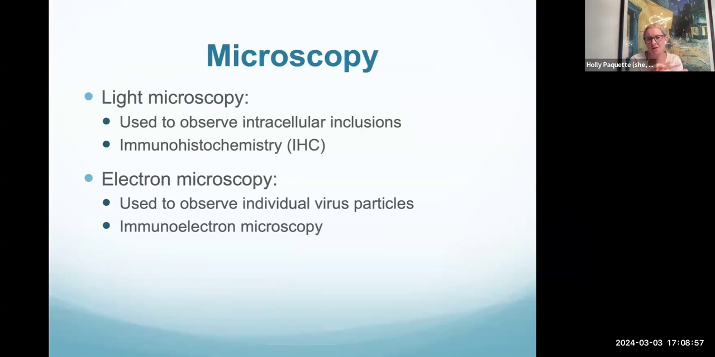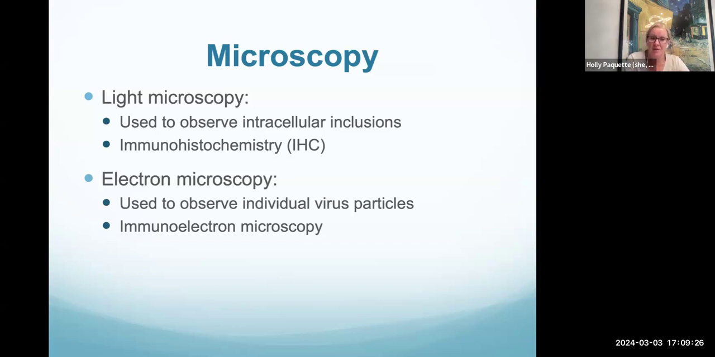So the first one I talked about was microscopy. We can use a light microscope. In this case, we can actually even look at intracellular inclusion, so inside of the cell. We can also look at something called immunohistochemistry, which means we can look at what is being shown on the outside of the host cells to the immune system. Again, this wouldn't be something you'd see typically in most clinical offices because most people aren't trained on these.